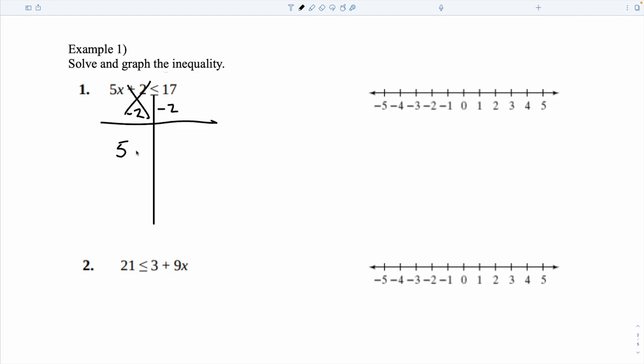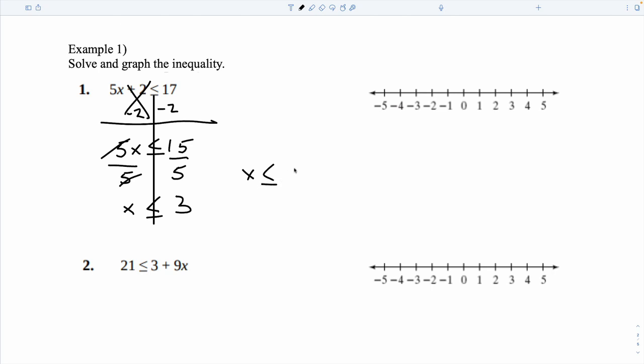Wow, this looks a lot like an equation. 17 minus 2 is 15. Bring down the inequality sign. 5x is less than or equal to 15. What do I do to both sides now, Sierra? 5 times x is currently happening on the left, so let's do the opposite. X would be less than or equal to. Don't put an equal sign, it's not an equation. X is less than or equal to 3.